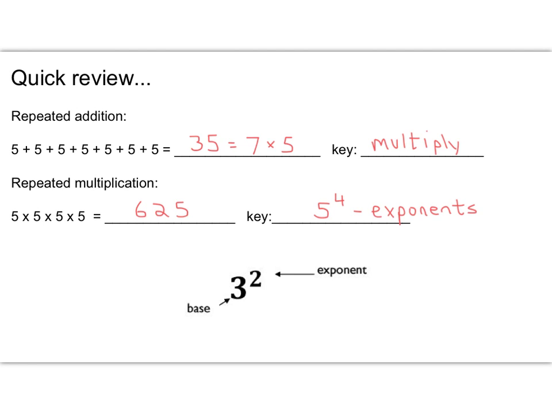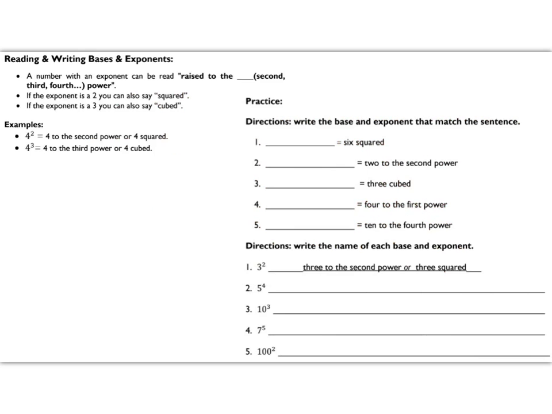And just to remind you, the bigger number is called the base. That's the number that you're multiplying over and over again. And the small number is the exponent. That's how many times you multiply it. That's why this is 5 to the 4th, because we multiplied 5 four times. All right, let's talk about how we say these. Go ahead and turn to the next page, please.